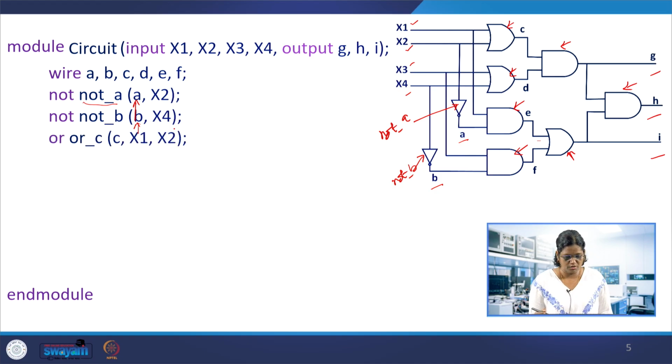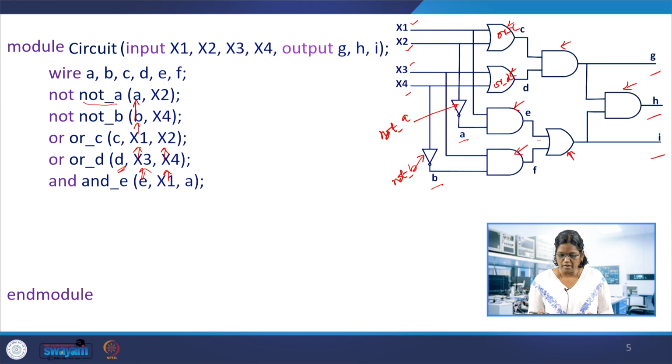The OR gate, which is given here as or_C, has the output C and the inputs x1 and x2. You can put it in any order, x2 or x1 also, that doesn't matter, that's what we had seen. So the output is C. The next OR gate is or_D. The inputs are x3 and x4 and the output is D here.